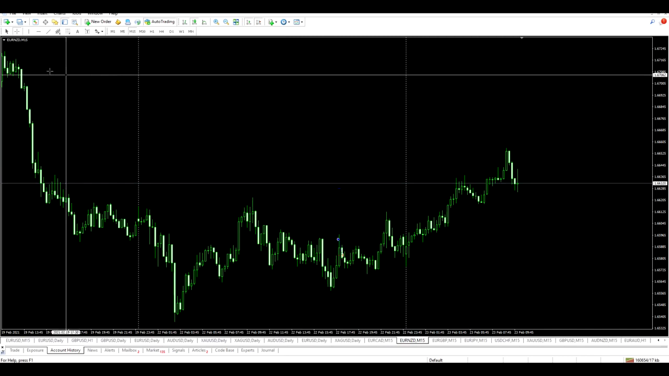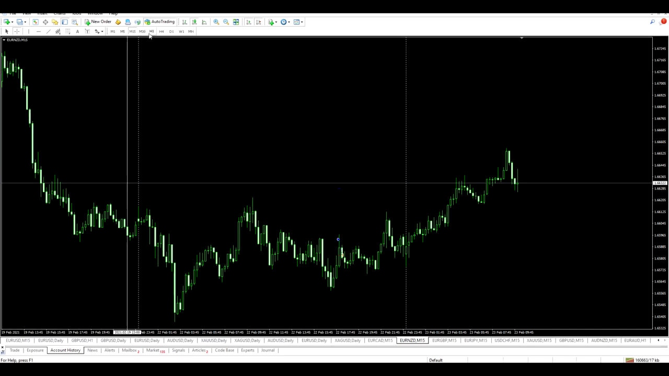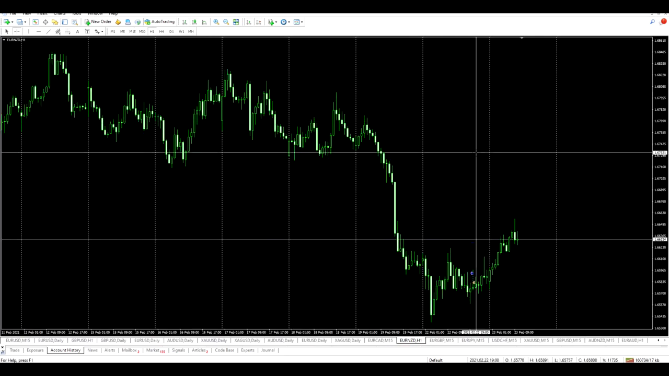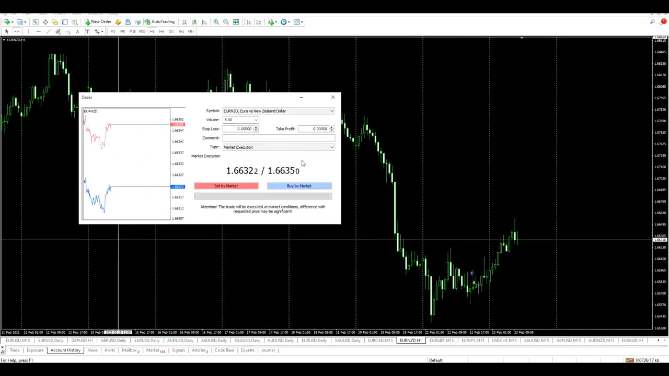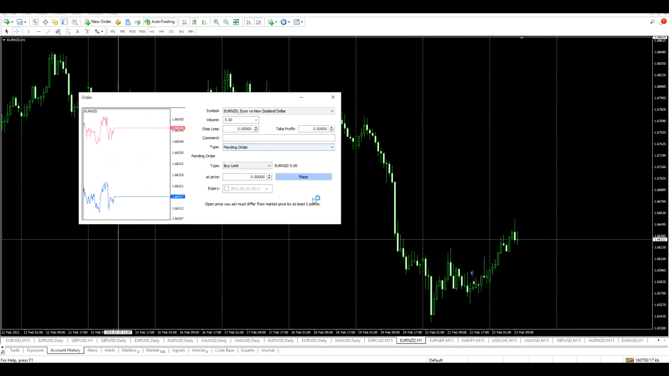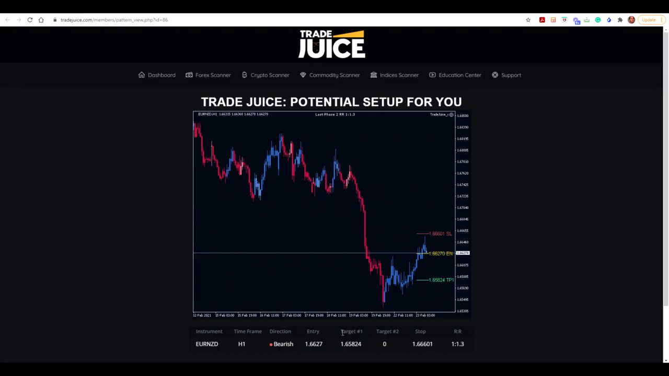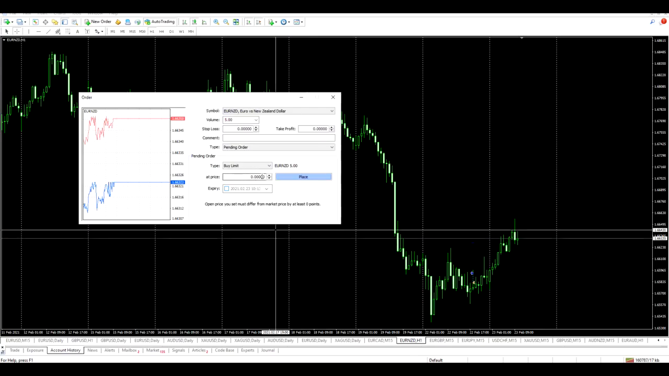What I'm going to do is go to the New Zealand dollar and go to the 1 hour time frame and enter a new order. Price is not yet at the point of entry, so I'm going to set up a pending order. All I'm going to do is copy the entry and put that in, and we're going bearish, so I'm going to put this in as a sell stop at price.